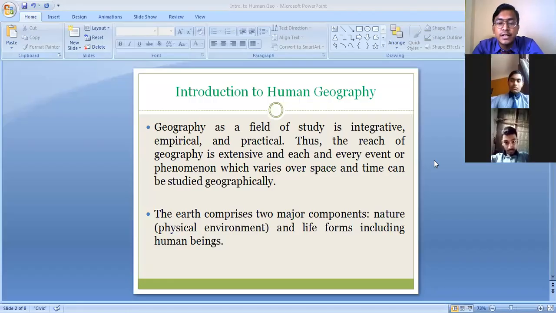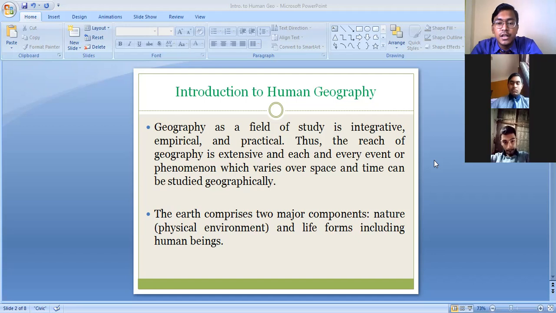Physical geography basically deals with the physical aspects of the earth. Like in class 11, whatever we have studied was a part of physical geography. We studied the interior of the earth, the climatic conditions, and the different theories regarding the distribution of the oceans and the continents.